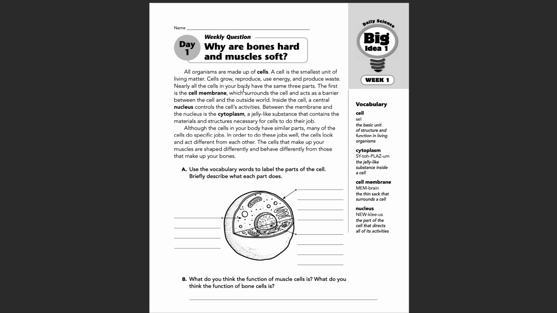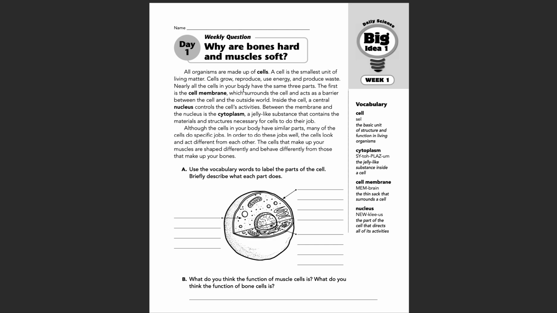Today it looks like we're going to be going over the cells in our body and how muscle cells, bone cells, how they can look different, but they both contain some of the main components. So that's some of the similarities, and also we'll look into some of the differences they have. So I'm going to go ahead and read through the passage, then we'll move on to parts A and B. If you need to make any corrections, feel free to do so.